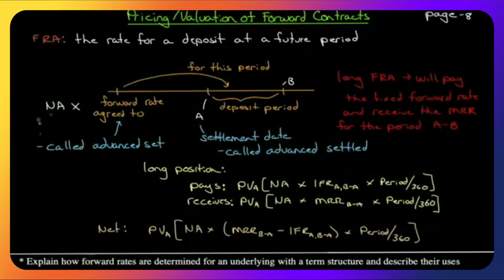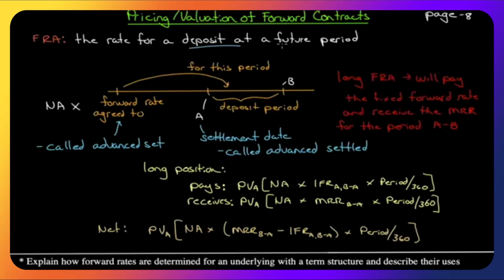Okay, we know how to calculate those implied forward rates. Let's look at the forward rate agreement itself. The price of a forward rate agreement is the implied forward rate. There is confusion thinking that the underlying of the FRA is the interest rate. It is not. It is the price of the underlying. The underlying is a deposit. It's the rate for a deposit at a future period.